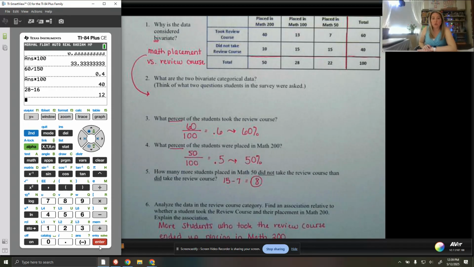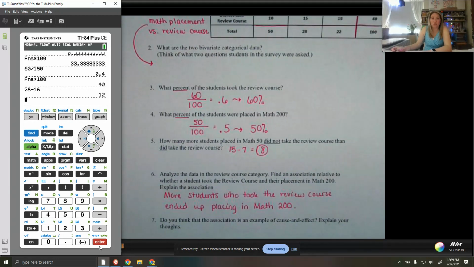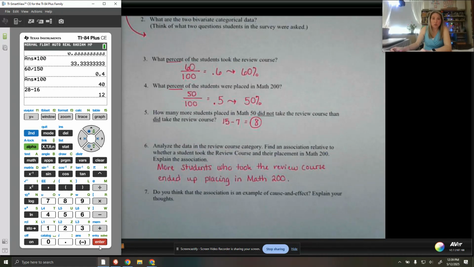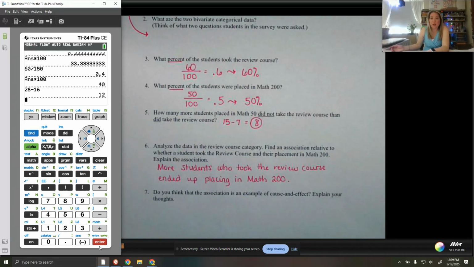And do you think the association is a cause and effect association? Do you think because you took the review course, you ended up in the higher level math course? Absolutely. The review course right before the test, so reviewing the material right before the exam, that's absolutely a cause and effect relationship.